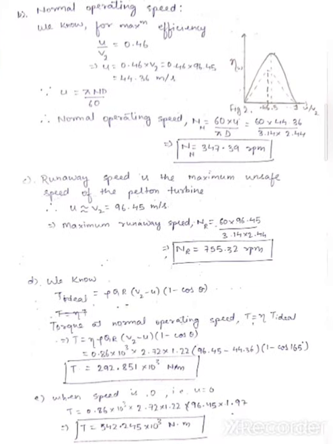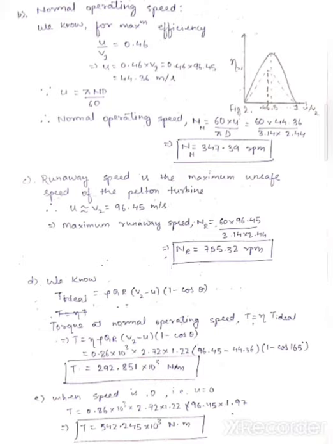Let us come to question number 2, part B, where we have been asked to find the normal operating speed. Normal operating speed is the speed at the maximum efficiency. So we'll take the help of this graph at the right hand side, which is between efficiency of wheel and ratio U by V2. We can see here that ideally efficiency of wheel is maximum when the ratio U by V2 is nearly equal to 0.5. But in real conditions, efficiency is also reduced and the ratio U by V2 is also reduced to some extent.